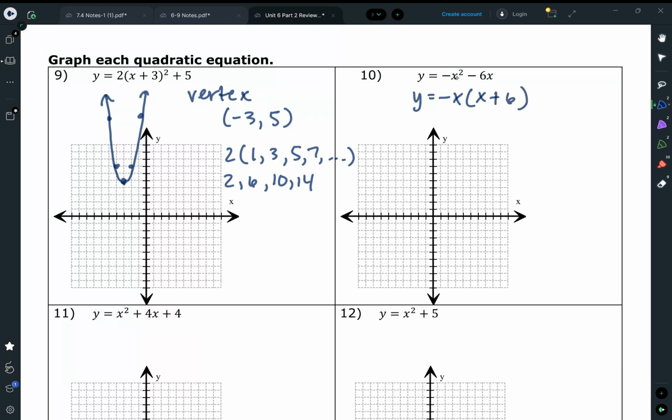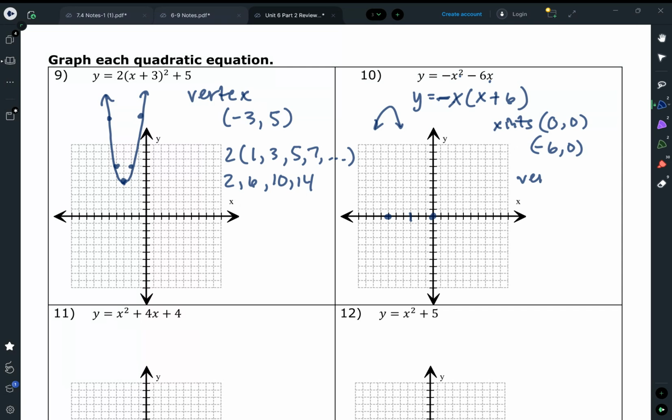So if I have an x squared, that's 2 factors of x. One of them is out here, the other one's inside. Minus 6x divided by negative x is 6. So my intercepts are going to be at 0, 0, and negative 6, 0. This minus sign means my parabola is upside down, so my pattern would be negative 1, negative 3, negative 5, negative 7. So 0, 0, negative 6, 0, and then halfway between would be negative 3.